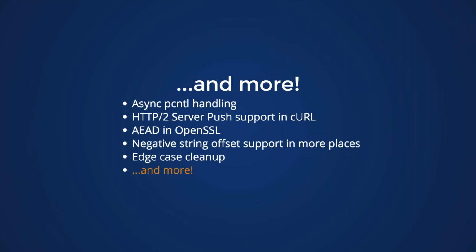So there are a number of additional features in 7.1. Could do a presentation on signal handling. I believe Cal has a book on the old kind of way of doing that, but we've got async process control handling here rather than using ticks to do that. HTTP to server push support in curl. It's yet another curl constant.